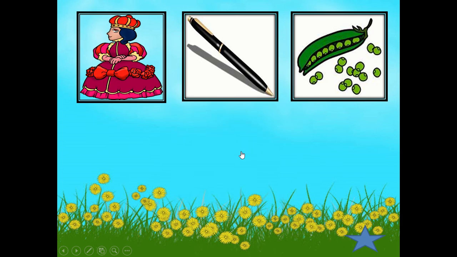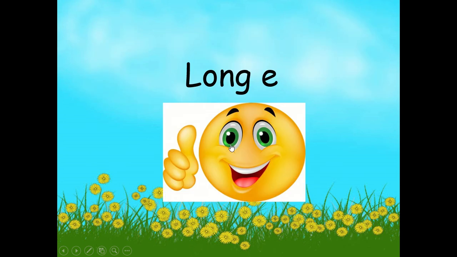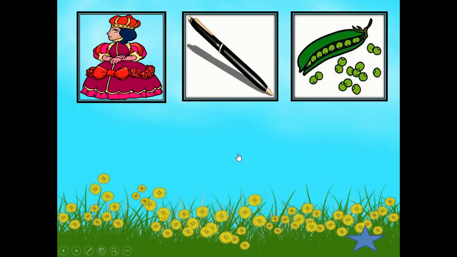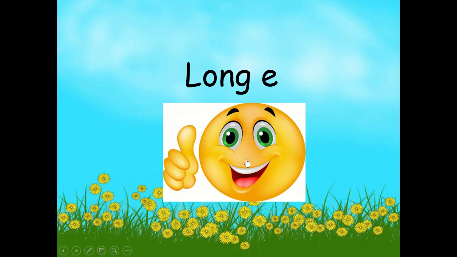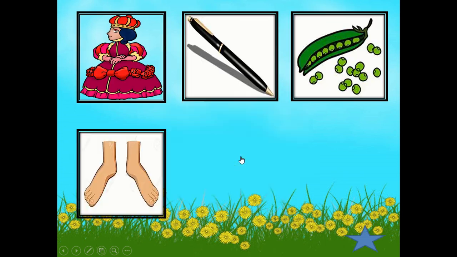Next, peas. Peas. So what sound does it have? Is it the short sound or the long sound? Very good. It is the long sound. Next we have feet. Feet. What sound does the word feet have? It is the long sound of the letter E.